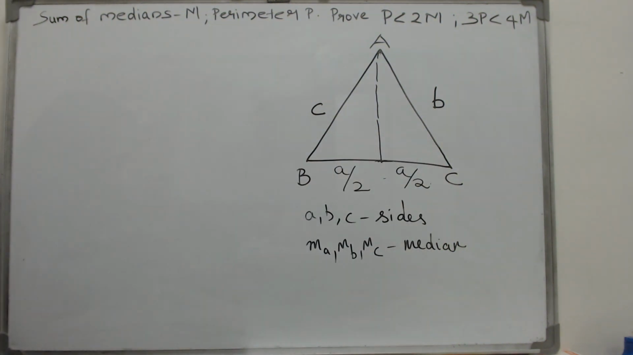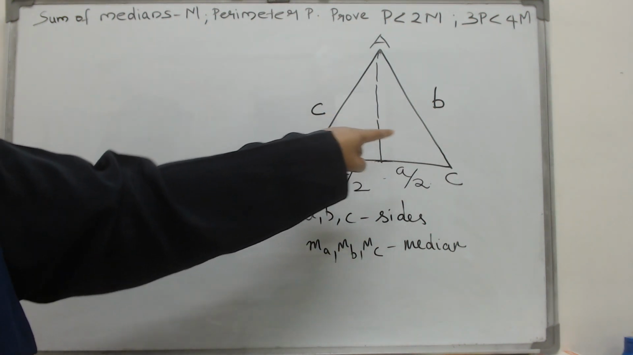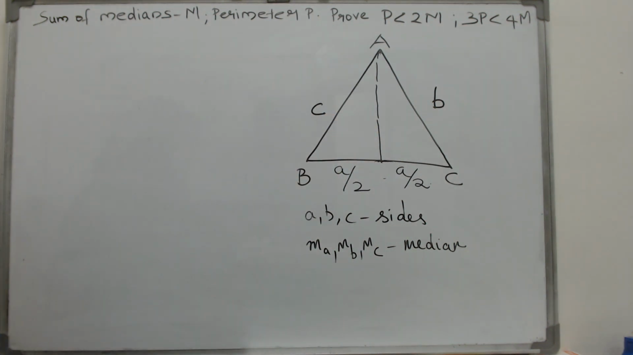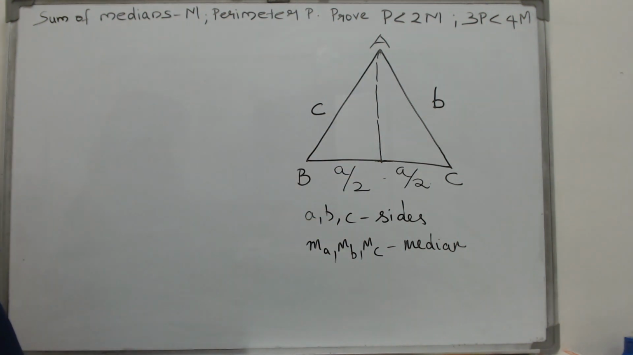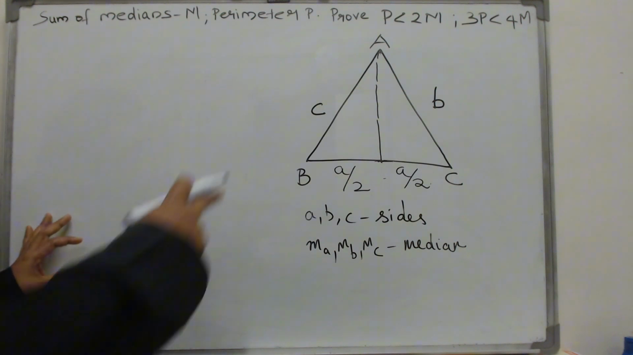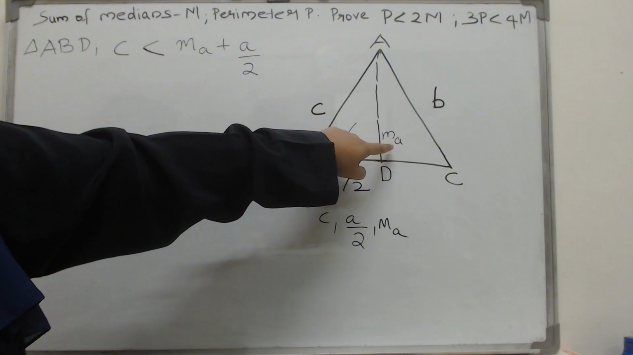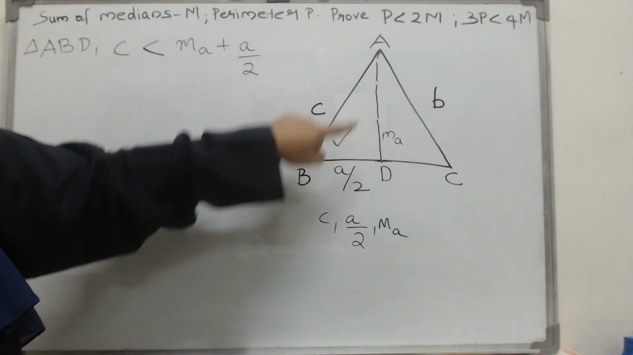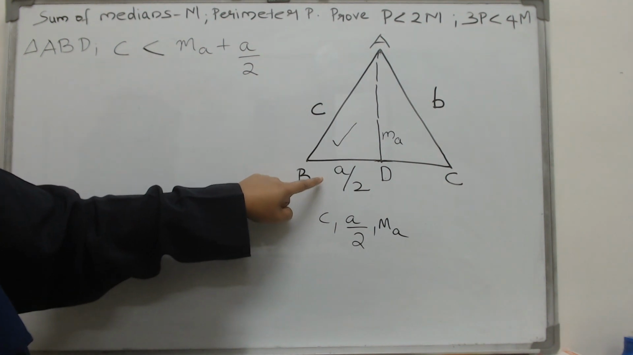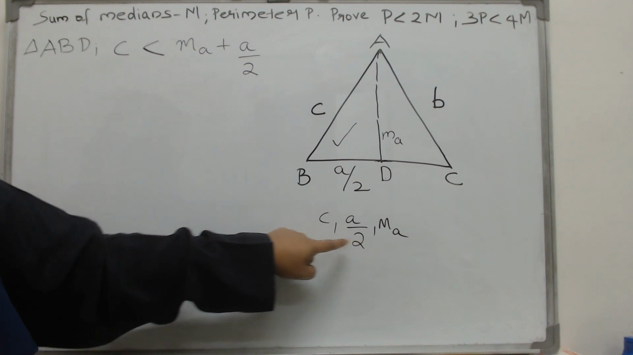Not only that, what does the median do? It splits the triangle into two equal areas, or in other words, two triangles having the same area. Now consider any one of these triangles. I will just take this one. Let MA be the measure of the median from A to the side BC. Then the measure of the three sides of the triangle looks like this.